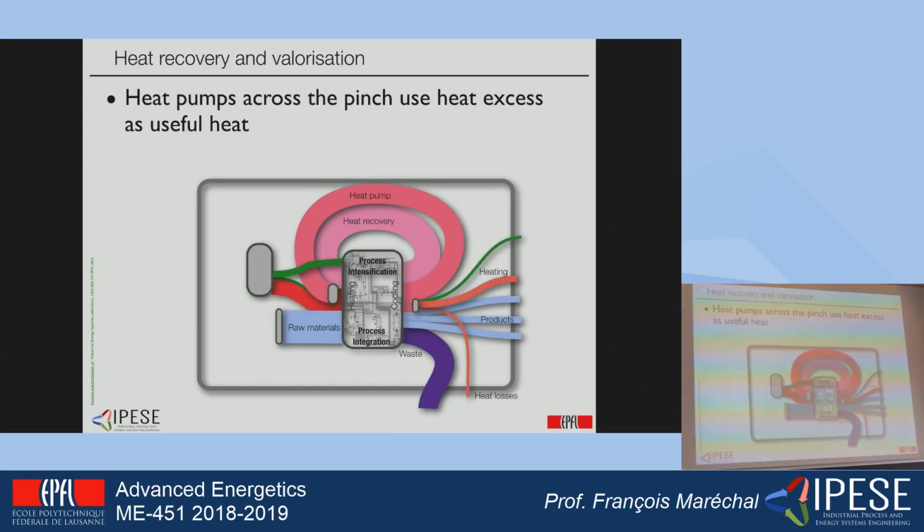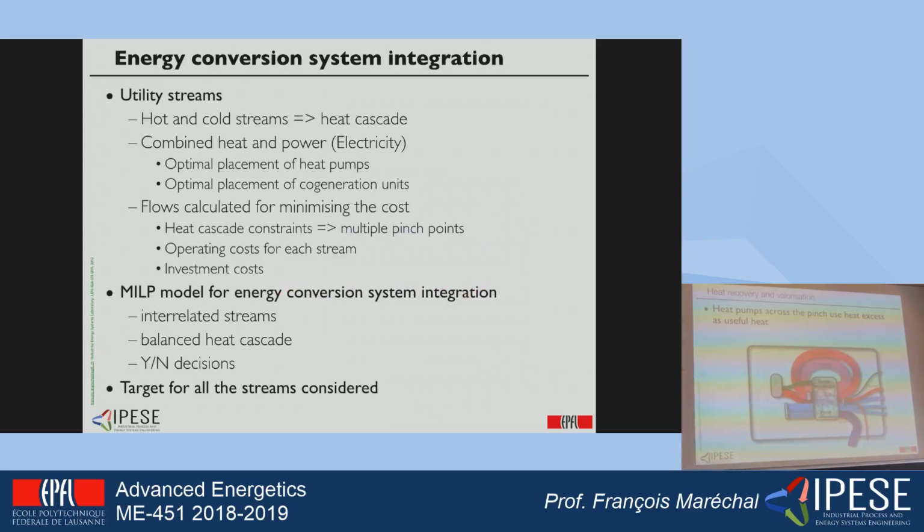And afterwards, by studying cogeneration, we have been able to identify what were the possibilities of doing cogeneration, meaning producing at the same time heat and electricity from resources. So the utility system integration was based on the heat cascade, and we were able to identify what were the optimal placement of both the combined heat and power production and the heat pumps.